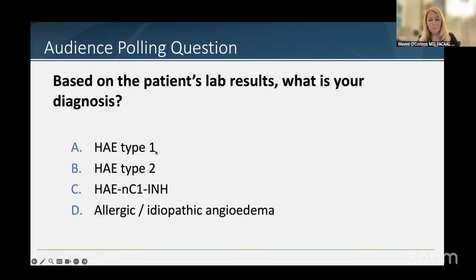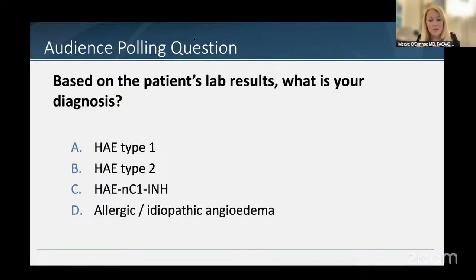Okay. Well, we have 20% say HAE type 1, 40% say HAE type 2, and 40% say HAE with normal C1. Nobody thought it was allergic or idiopathic angioedema, which makes me extremely happy. When you're really repeating points and making sure, that makes me happy. So Dr. Kalinsky, what would you like to tell us about this?